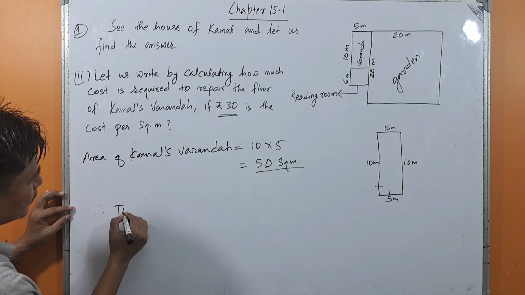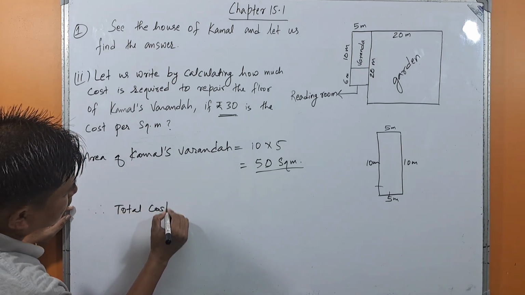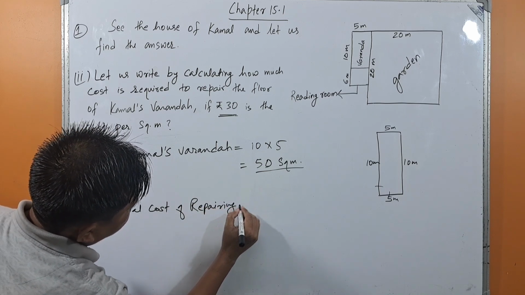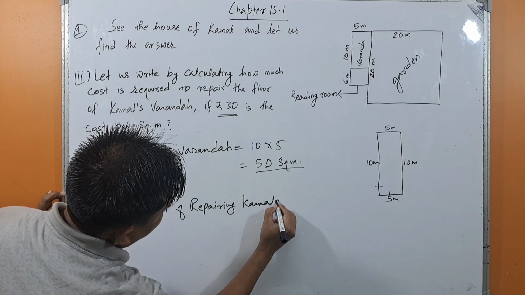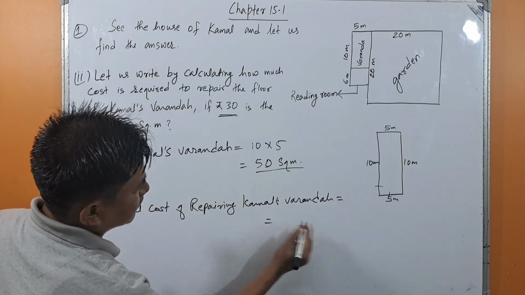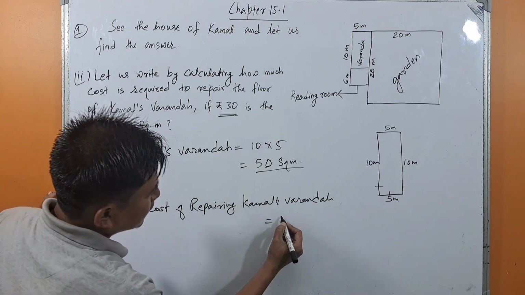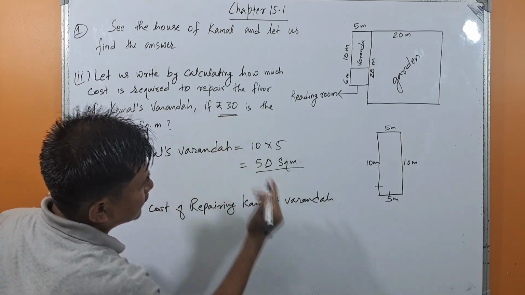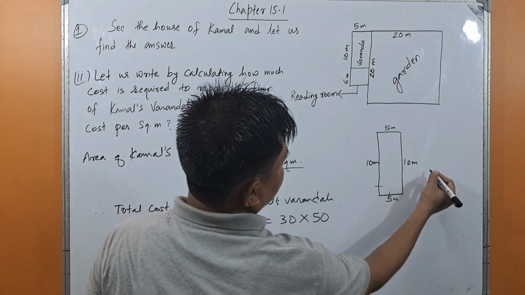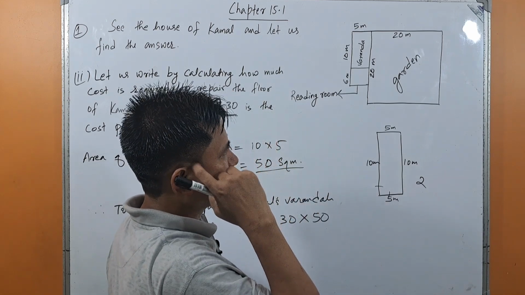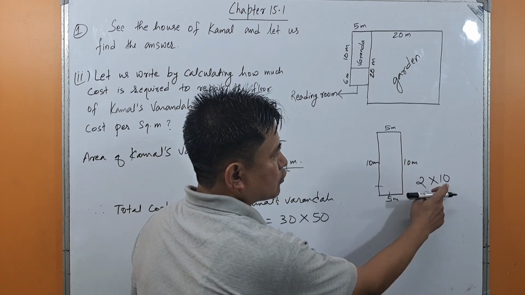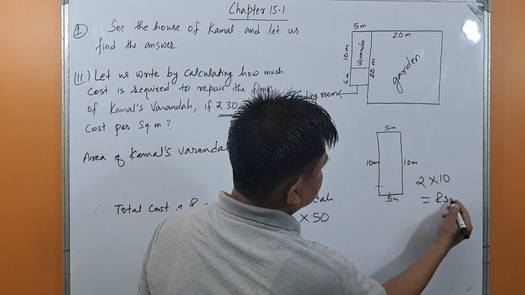Therefore, total cost of repairing Kamal's veranda equal to, let me write here, okay, equal to rate into total area. So rate is 30 into total area is 50. Okay, if the cost of 1 apple is rupees 2, then what will be the cost of 10 apples? Means cost of one apple into number of apples, rate into total number, that will give us rupees 20, isn't it?